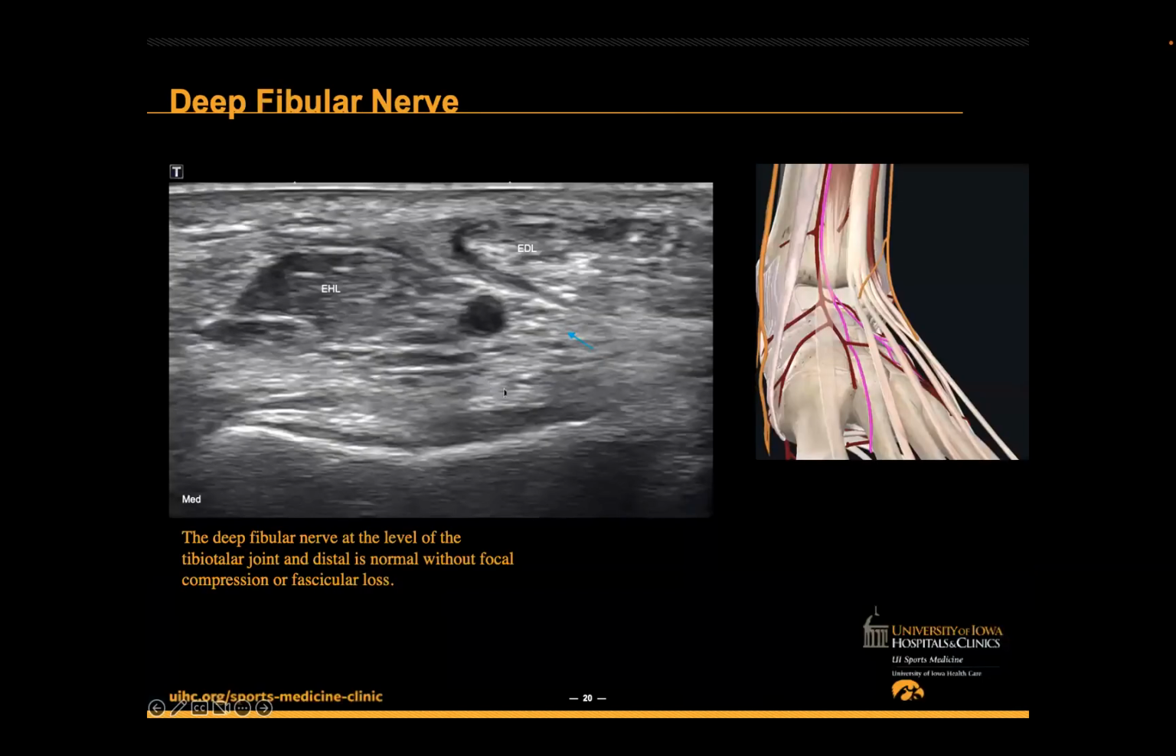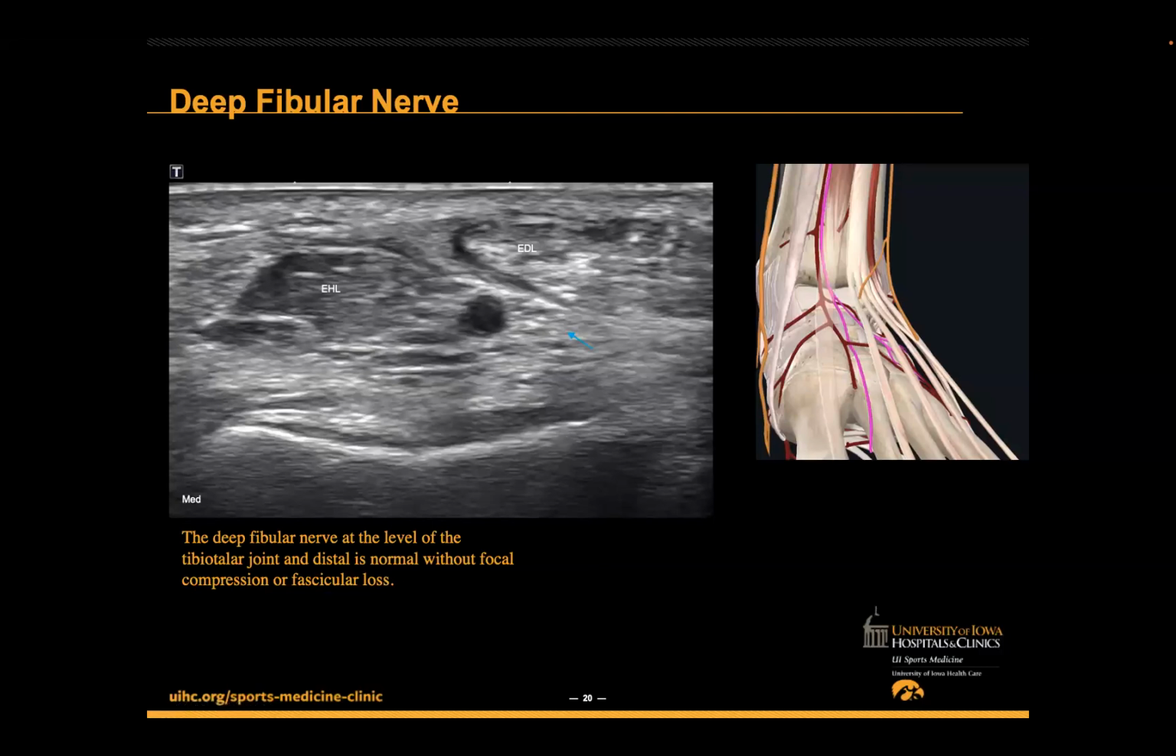And then we also see the deep fibular nerve in this area. Here we see it at about 3 o'clock to the dorsalis pedis artery. Here it appears normal at the level of the tibio-talar joint. There's no focal compression and no fascicular loss. I will say, given that it's a smaller nerve and surrounded by a lot of soft tissue, a lot of times it will appear somewhat homogeneously hypoechoic. So that's just something to be aware of.